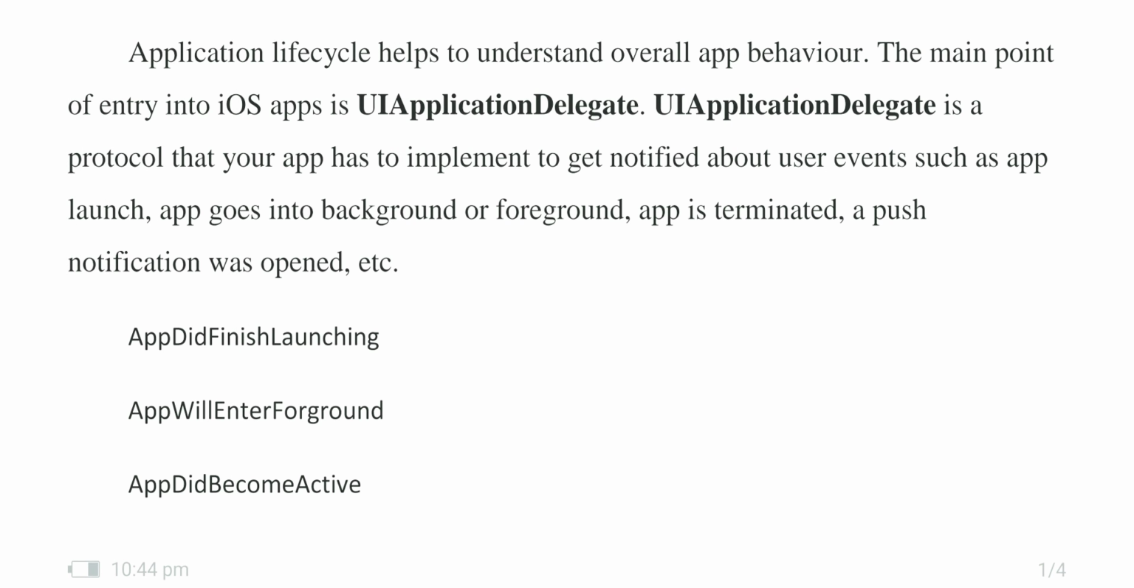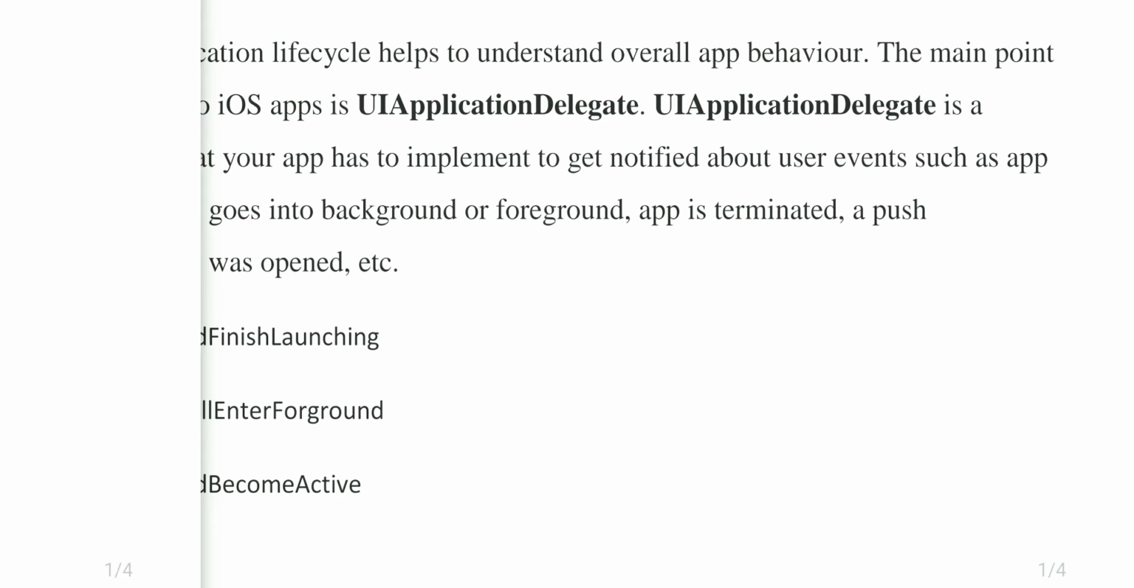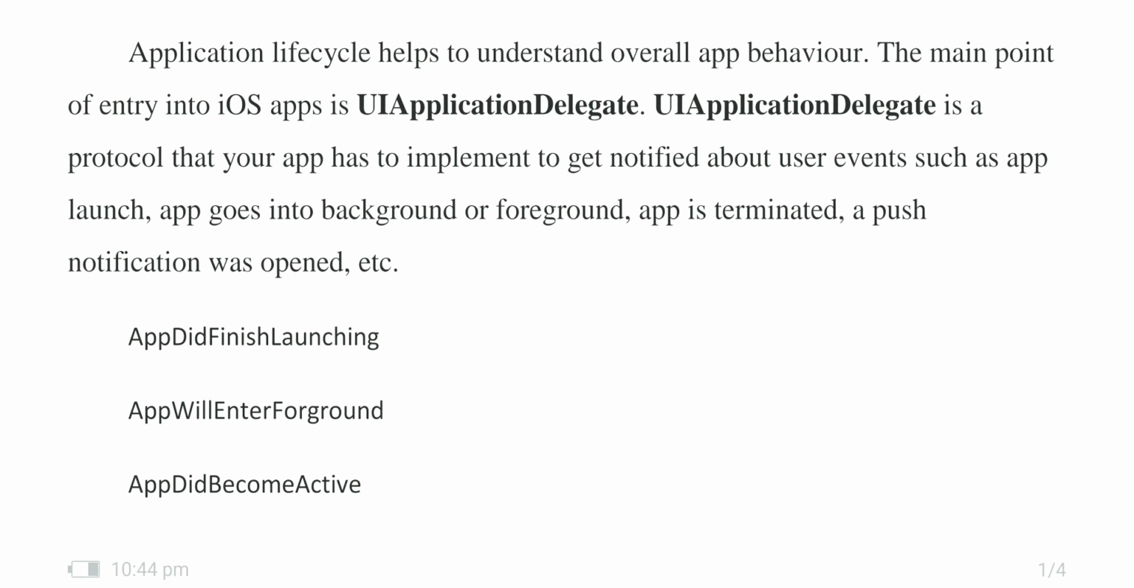First of all, the application lifecycle helps us understand overall app behavior. As I have told you, the main entry point in an iOS application is UIApplicationDelegate, right? Where is the UIApplicationDelegate? Here it is, in the controller section. Okay, so obviously we know that it will go from the view to the controller. So what is the main iOS application entry point? UIApplicationDelegate. What is UIApplicationDelegate? It is a protocol that your app has to implement to get notified about user events.